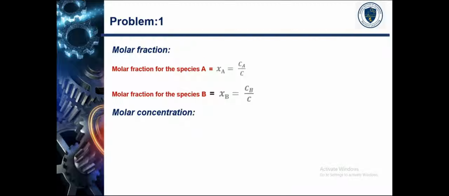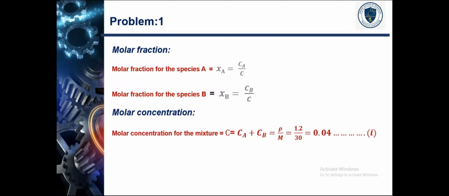Using the concept rho by M, we are evaluating the molar concentration for the mixture. C is equal to CA plus CB, but we don't know CA and CB. But we know the other formula, rho by M. Rho is the mass concentration for the mixture and M is the molecular weight. Both values are given in the problem. So rho is 1.2, M is 30. The answer for C, the molar concentration for the mixture, is 0.04.